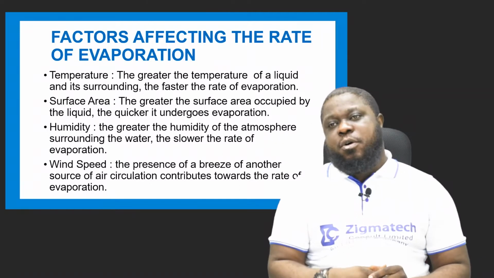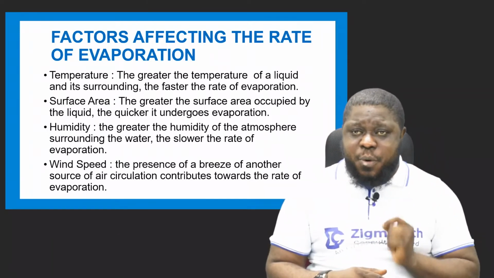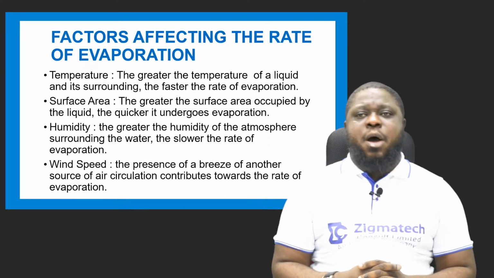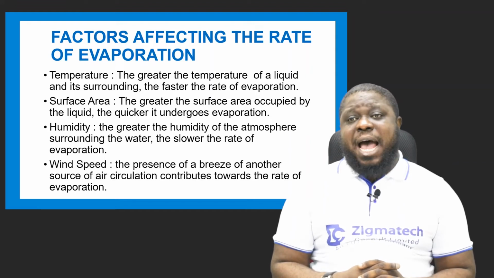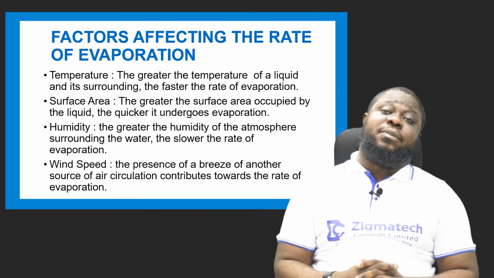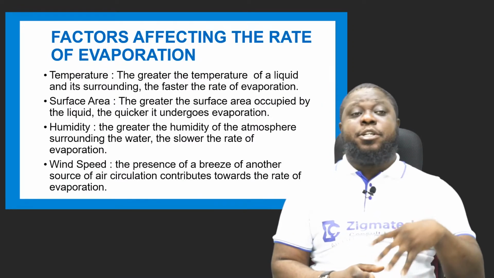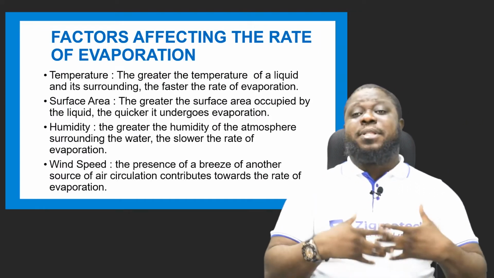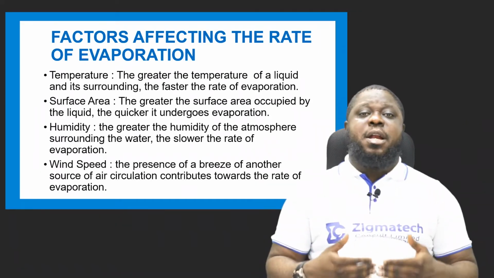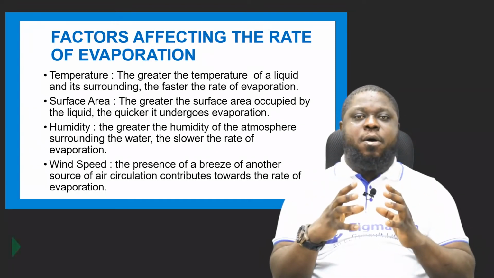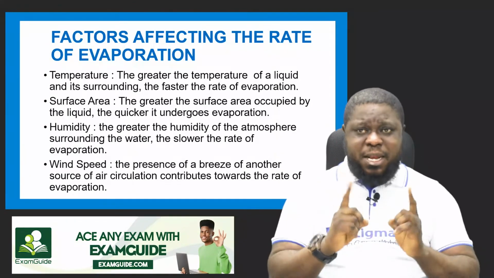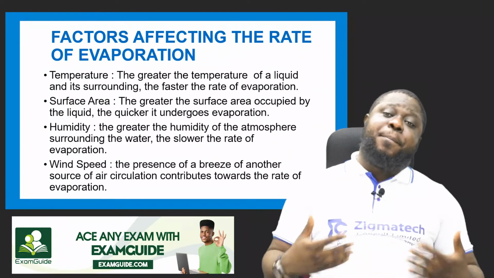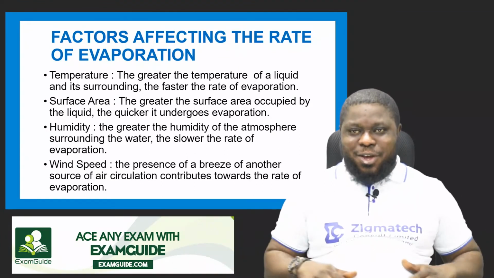Now the first one is temperature. The greater the temperature of a liquid and its surrounding, the faster the rate of evaporation. When water is at 17 degrees centigrade, the evaporation rate cannot be the same as when it is at 100 degrees centigrade. When the water is boiling, at 100 degrees centigrade, you see the vapor coming out massively and rapidly, more than when the water starts boiling. Why? Because evaporation occurs only on the surface.